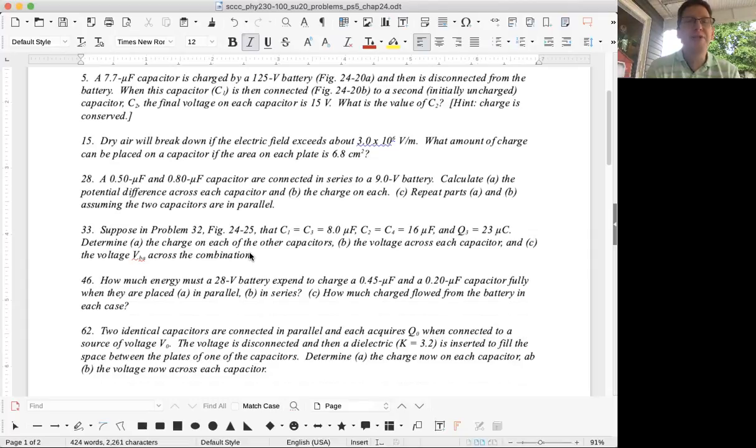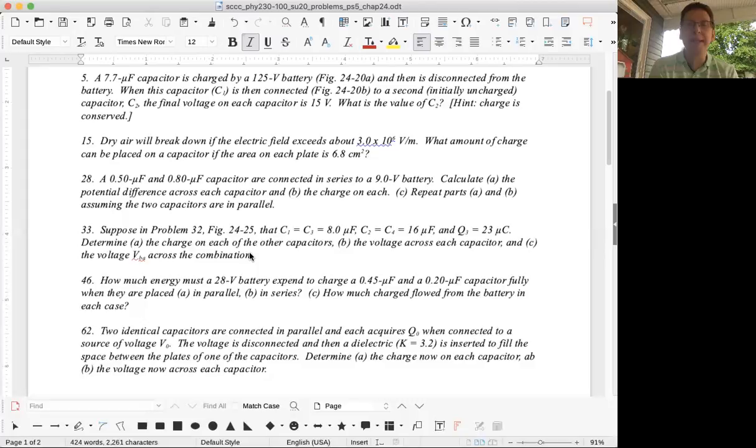That brings us to problem 28. A 0.50 microfarad and a 0.80 microfarad capacitor are connected in series to a 9-volt battery. So the capacitors are connected in series. Calculate the potential difference across each capacitor. So remember, they're carrying the same charge. And the sum of the voltages across the two capacitors will add together to 9 volts. And they're carrying the same charge.